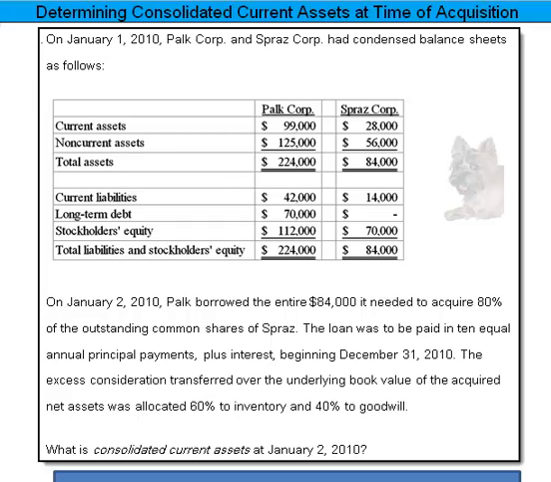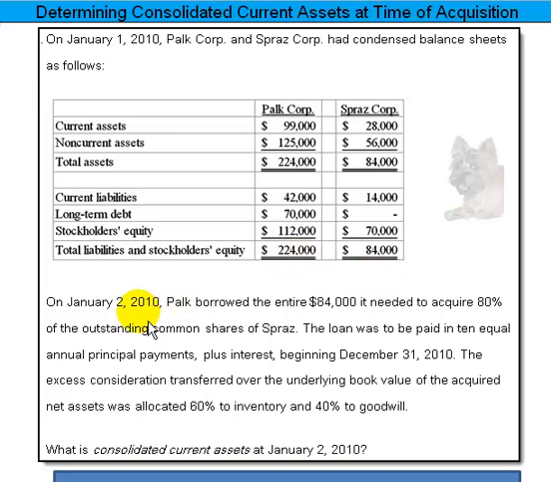Let's look at how we can determine consolidated current assets at the time of an acquisition. Okay, so here's the problem. On January 1st, 2010, POC Corporation and Spratz Corporation had condensed balance sheets as follows. Okay, so we've got all the information in front of us.